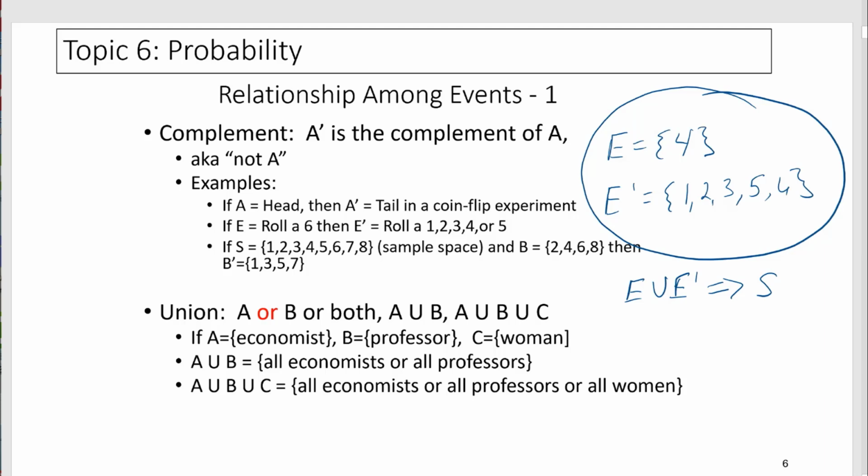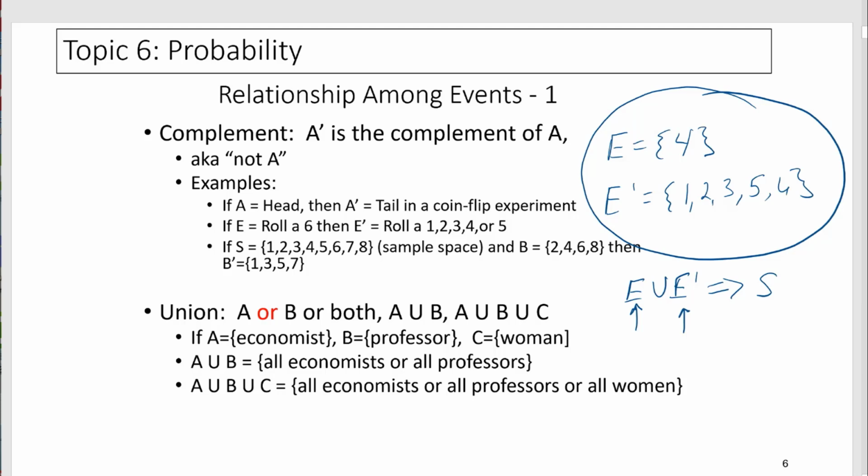So union is you take one set and you add in the other set because either E is going to occur or E prime will occur. That's what the union means, A or B or both. So if I had economists as A, B is a professor and C is woman, A union B would be all economists or all professors. If I union A, union B, union C, then that would be all economists or all professors or all women.